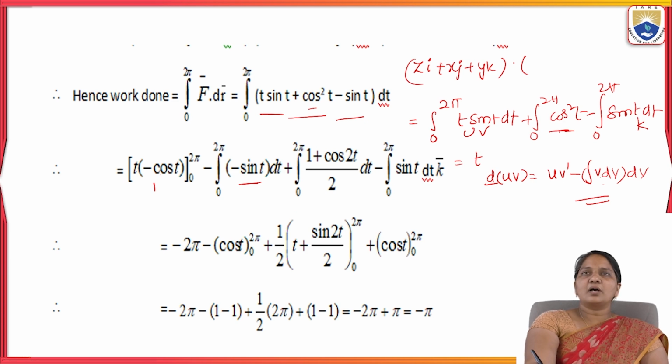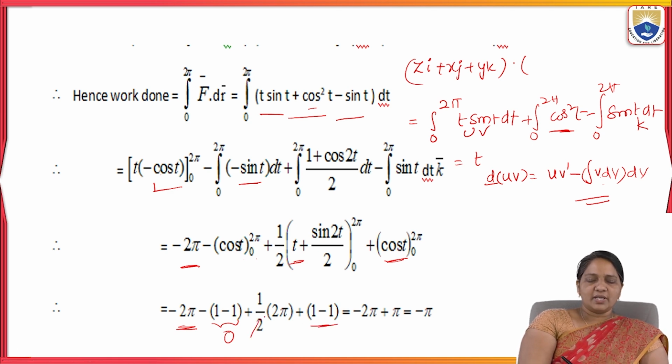Now cos square t I am writing as 1 plus cos 2t by 2, and here minus integral sin t dt. So when you subtract the limits, we got minus 2 pi. Here cos square t limits are 0 to 2 pi, 1 by 2 is the constant, integral dt is t, and integral cos 2t is sin 2t by 2, and here integral sin t is minus cos t. So when you subtract the limits, this is 2 pi, 1 minus 1 we got, cos 4 pi is 1, 1 by 2 into 2 pi. So 1 minus 1 is 0.